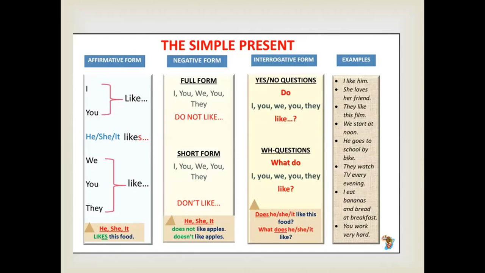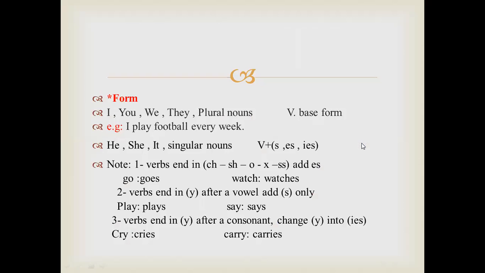We have some exceptions here for the verbs. For example, here we have the verb go, as you can see. The verb go ends with o, so I can't put just s with it. I have to put es. So like I told you, with I, they, we, you, the verb is in the infinitive. But with he and she and it, or the singular nouns, I have to put s or es or ies.